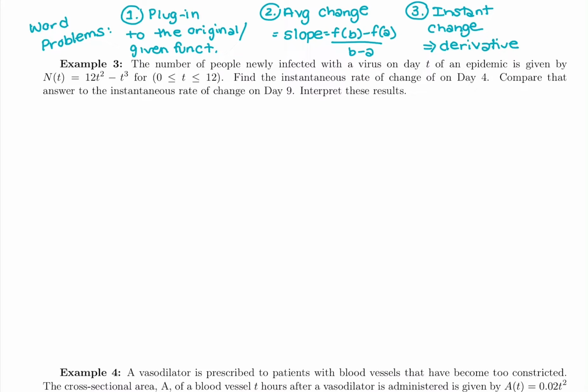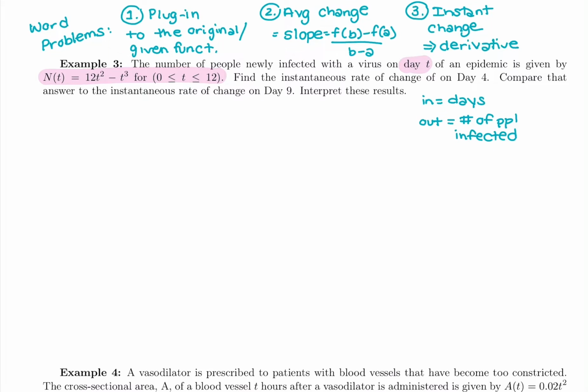So looking at this problem, we have the number of people newly infected with a virus on day T. So we have some units here. So the day is T of an epidemic is given by this N of T. So you plug in days and you get out the number of people infected. So I'm going to write that off to the side. My input is days. My output is number of people infected. So plug in days, how long has this epidemic been happening? Then we can say how many people are coming down with this virus.